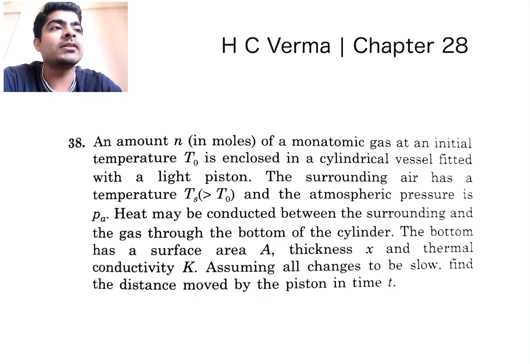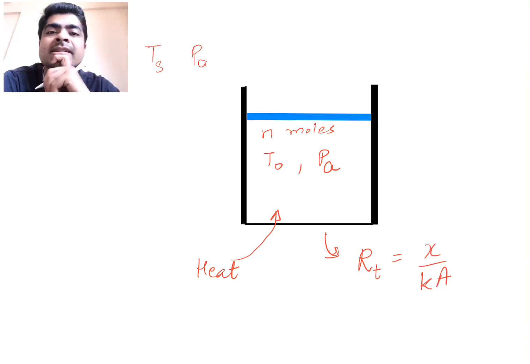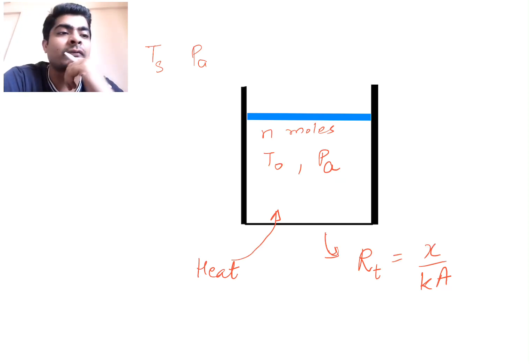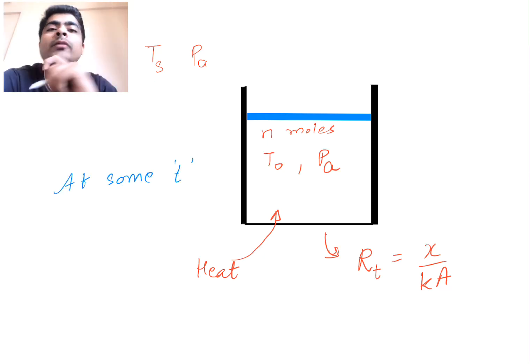Okay, so the bottom is having thickness x, surface area A and conductivity K. So the thermal resistance RT, I could write down as x divided by KA. This is the thermal resistance of the base of the container. Now at some time t, we have to see what happens to the container.